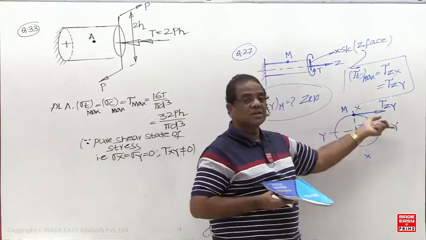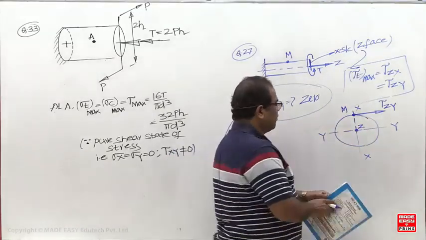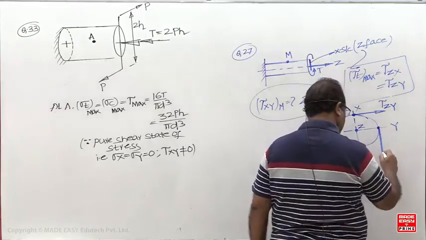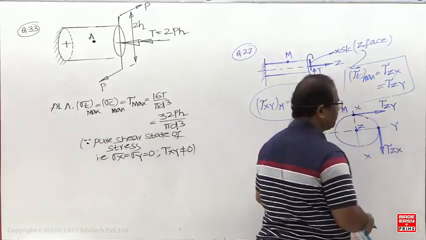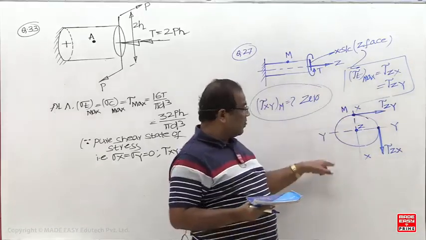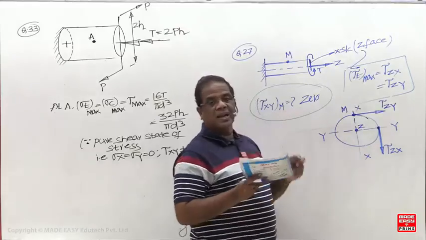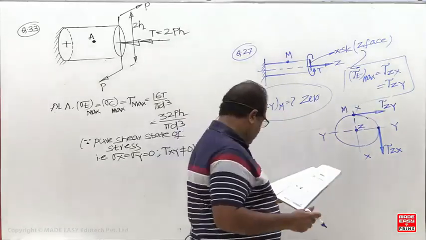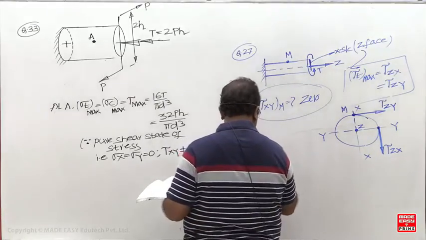But here the torsional shear stress is tau zy. So if you ask tau zx or tau zy you need the point, but if you ask tau xy directly, the answer is 0. So write down the answer is 0.